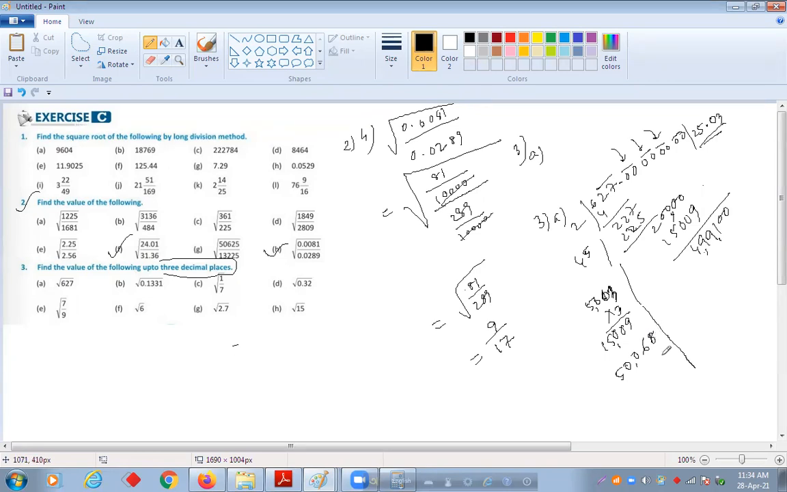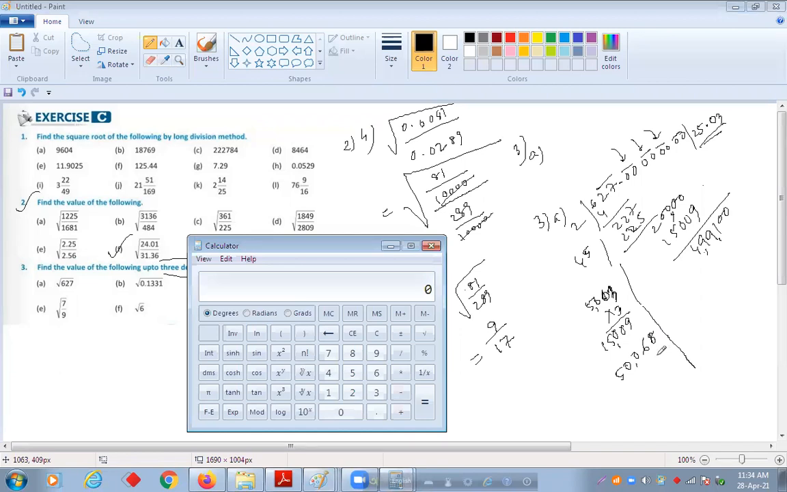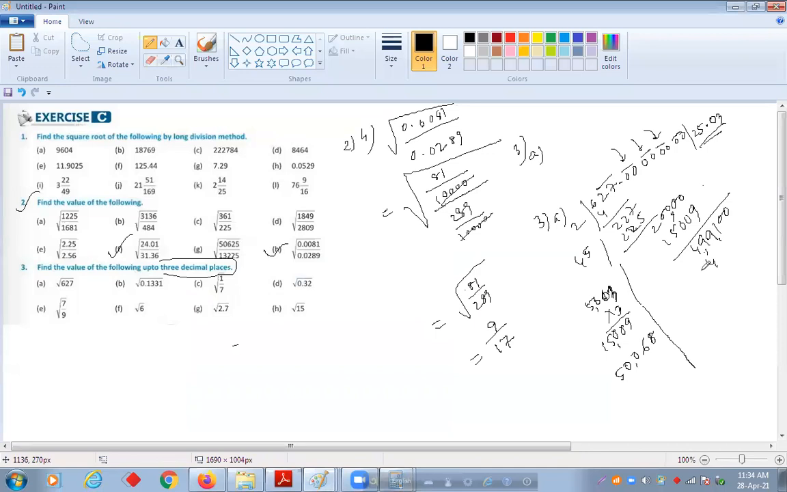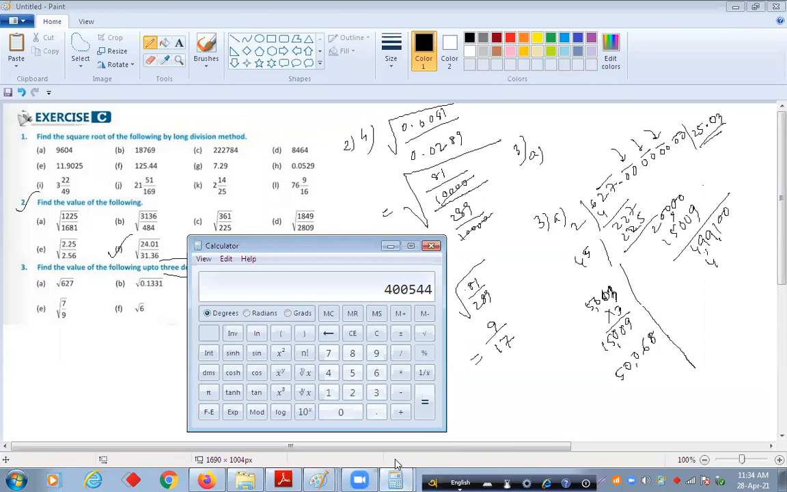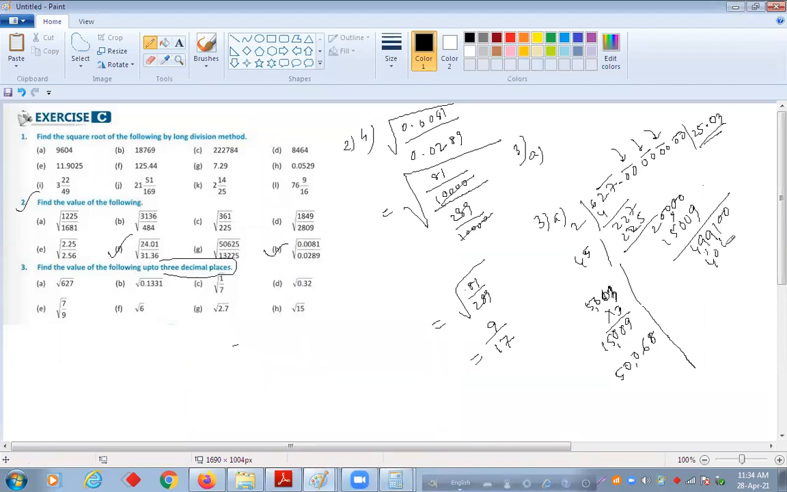So now we'll use our calculator again. 50,068 will multiply it with 8. We'll get this much. Okay, that means 4 lakhs something. So 4 lakhs. How much are we getting? 4 lakhs 544. Okay, 544. So we got here 8.